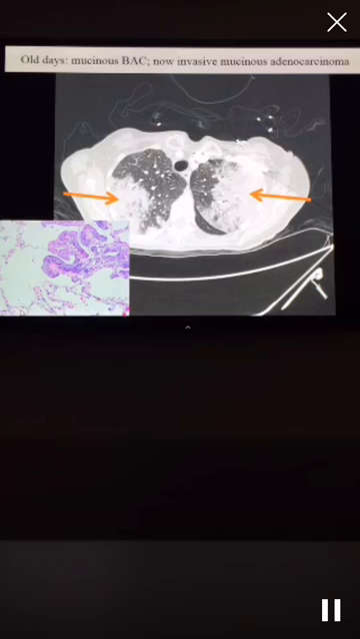In the vast majority of cases, there was a discrepancy between these things. So now the WHO has separated mucinous BAC, which is now called invasive mucinous adenocarcinoma, from the non-mucinous types, which we'll talk about. Next, please. So this is what the mucinous one looks like. It grows along the alveolar septa in a lipidic pattern, but in other areas you might find an acinar pattern or a micropapillary pattern.